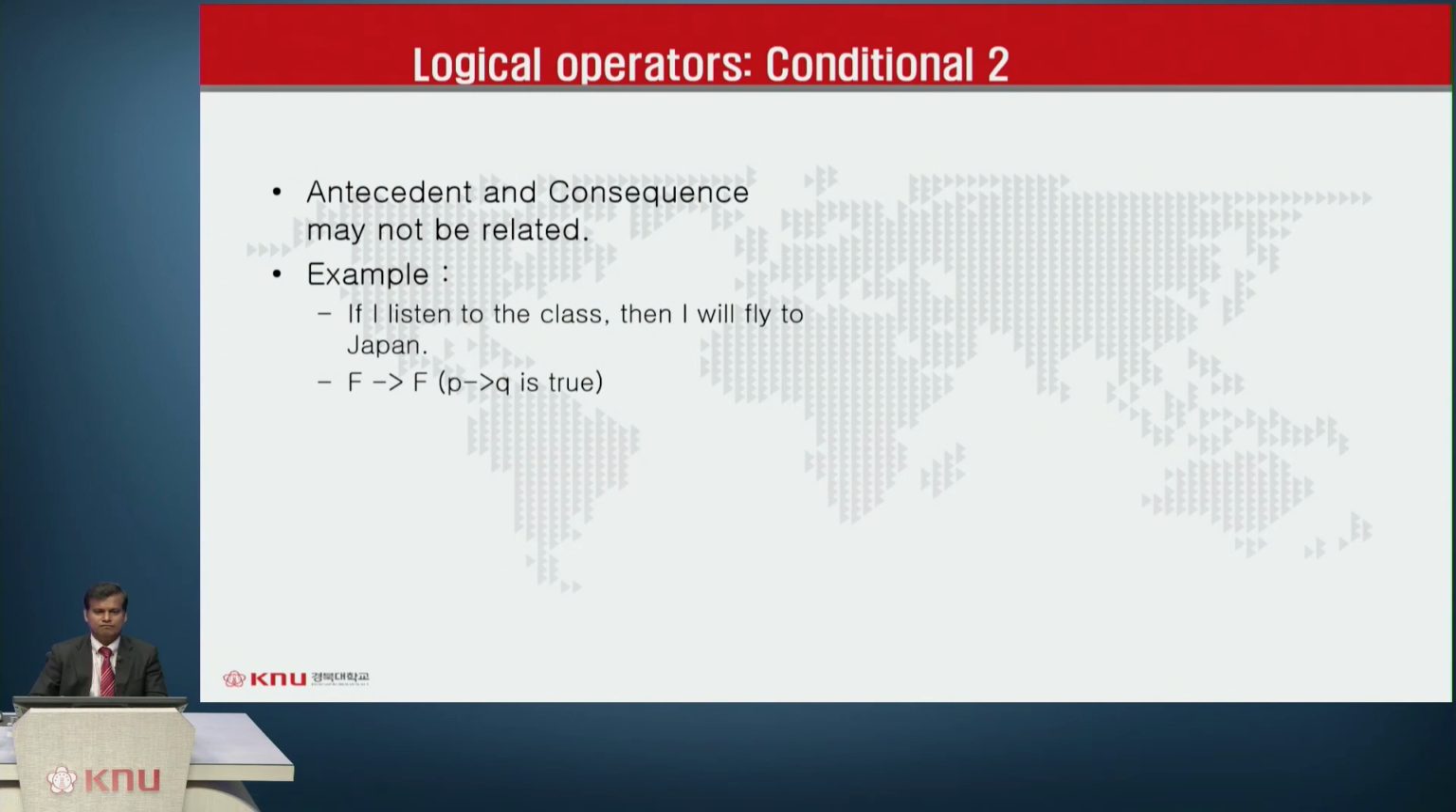Let us see some information about these antecedents and consequences. At times they may not be related, but still the output can be true. For example, if I listen to the class, then I will try to fly to Japan. Well, it looks like F implies F. So even if both are false, the implication P implies Q is true.